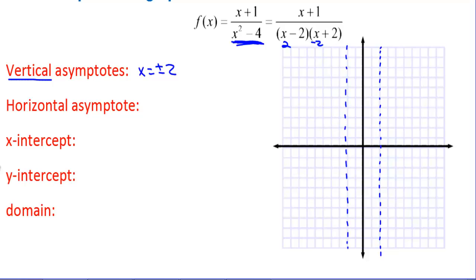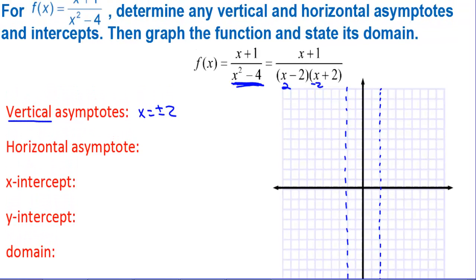What about horizontal asymptotes? Well, that's a comparison of the leading terms. That's your ending behavior. So this reduces f of x on the ends, as x approaches infinity, to 1 over x. So that means we have a horizontal asymptote at y equals 0. So we'll put in y equals 0 as an asymptote.